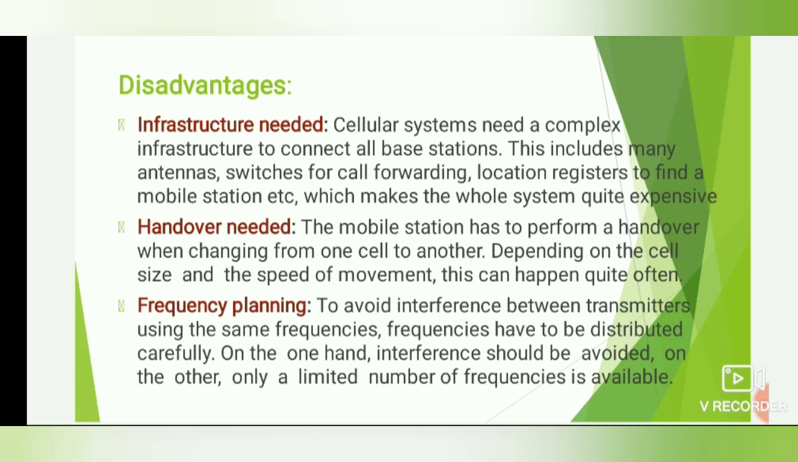Then handover is needed. The mobile station has to perform a handover when changing from one cell to another cell. Depending on the cell size and the speed of movement, this can happen quite often. Then frequency planning. To avoid interference between transmitters using the same frequencies, the frequencies have to be carefully planned. On the one hand, interference should be avoided. On the other hand, only a small number of frequencies is available. So, frequency planning is a disadvantage here.